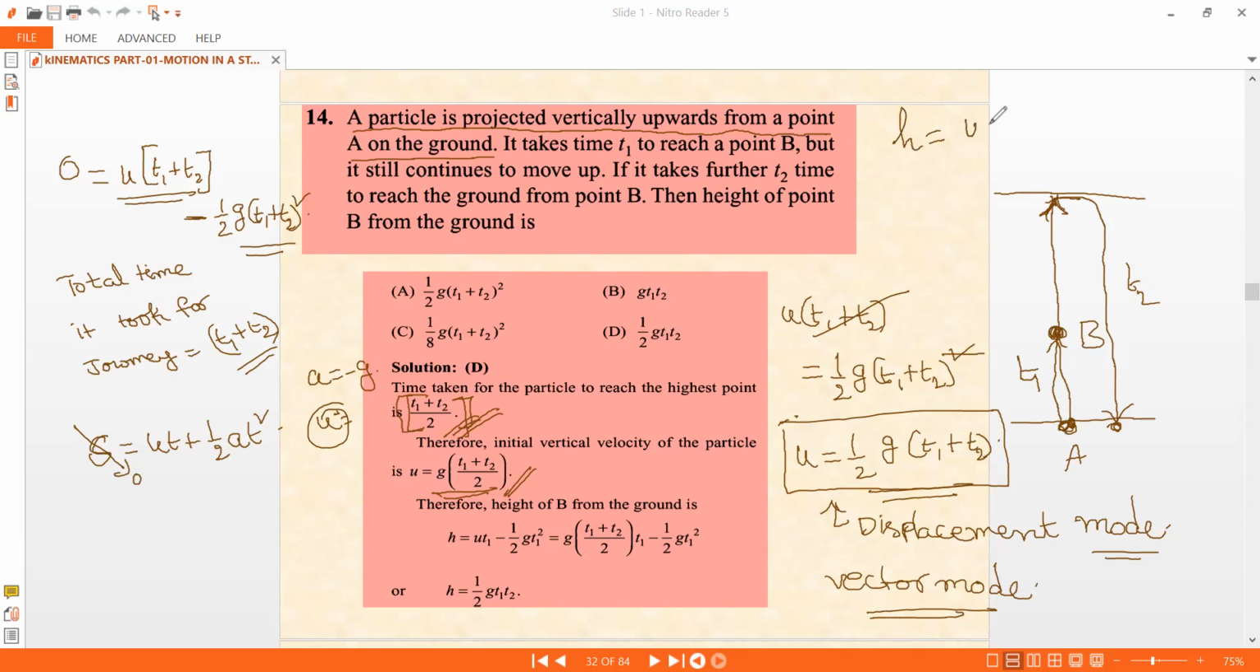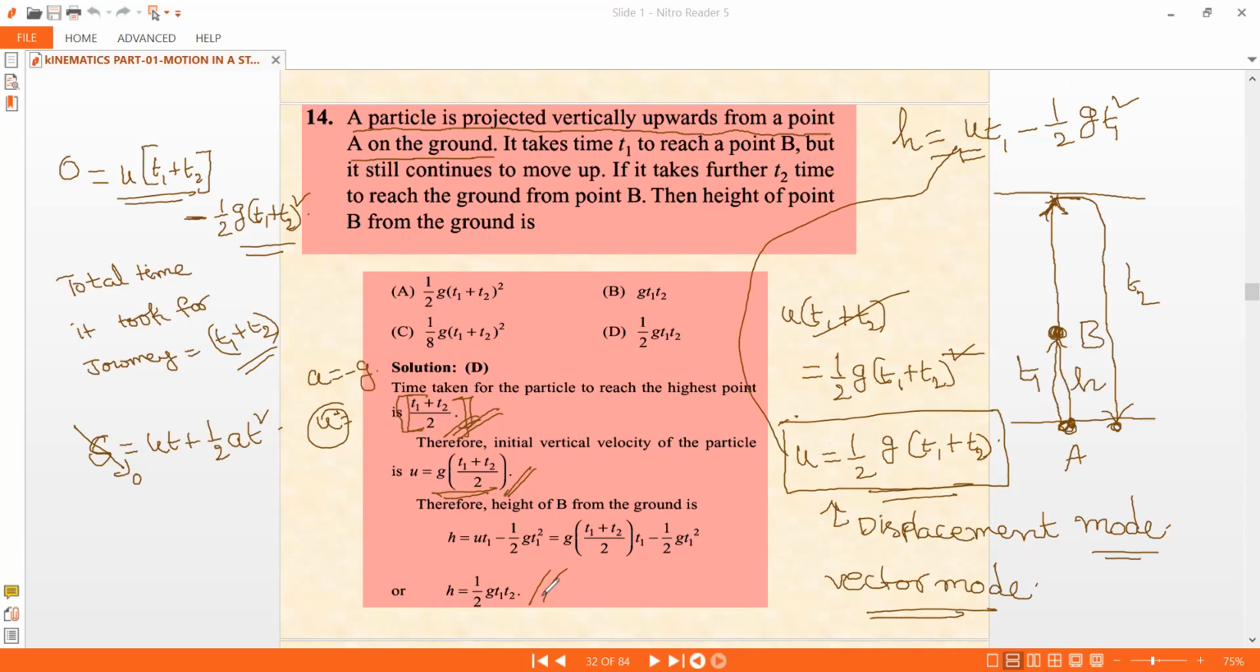H is equal to ut minus half gt square. You can use this, where t1 is the time it took to cover the height of h up to b, a to b. So you can substitute this one here and you can get the height. So that is one way.